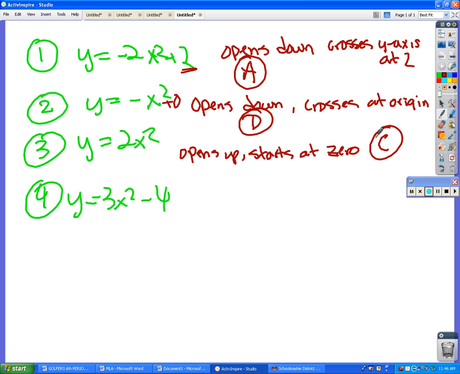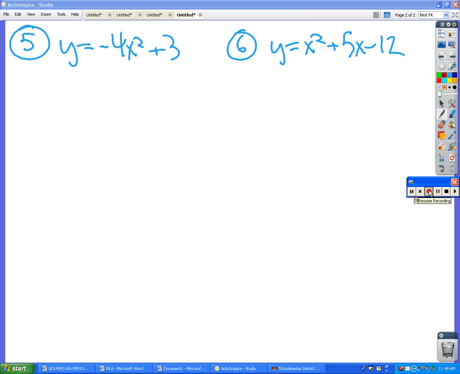Because the place where it crosses the y-axis is the number that's being added on to the end of it. Which is C. Okay? This number in front of the x squared tells us how narrow or wide the parabola is going to be. Okay? But it's the number on the end that tells us where it crosses. And so for this one right here, Brianna, 3x squared minus 4, where will that cross the y-axis? At negative 4. Okay, so obviously that's the last one that's left, which is B.